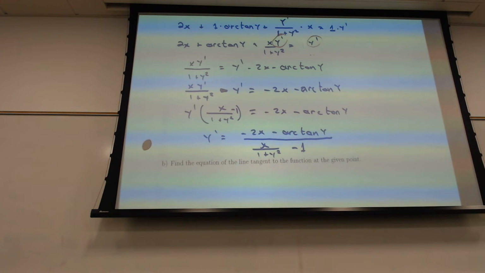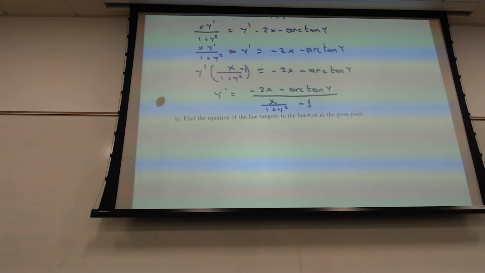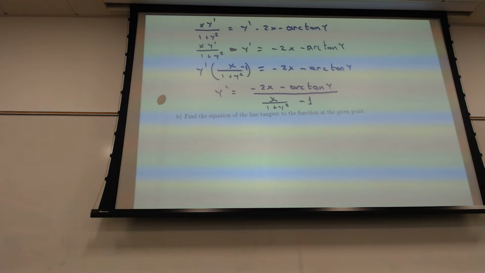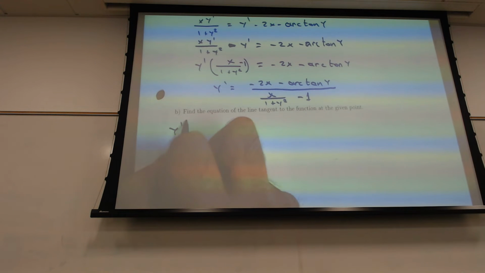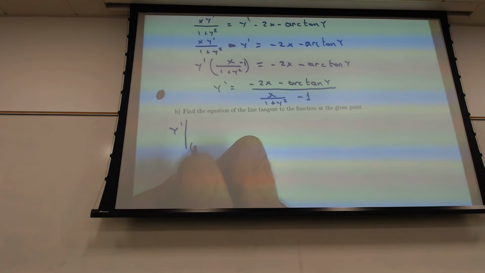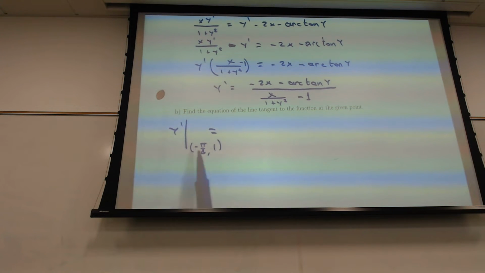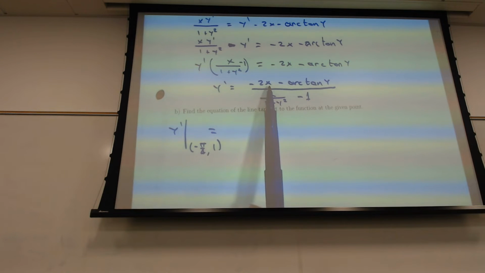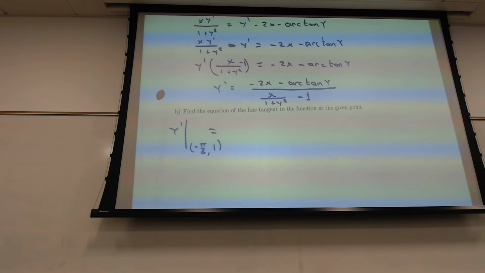So let's go ahead and plug this in. And notation for this is very important. So let me do it over here. y prime evaluated at the point where x equals negative pi over 4 and y equals 1. So wherever you see the x, plug in negative pi over 4. Wherever you see the letter y, plug in the 1. Let's go ahead and do that.